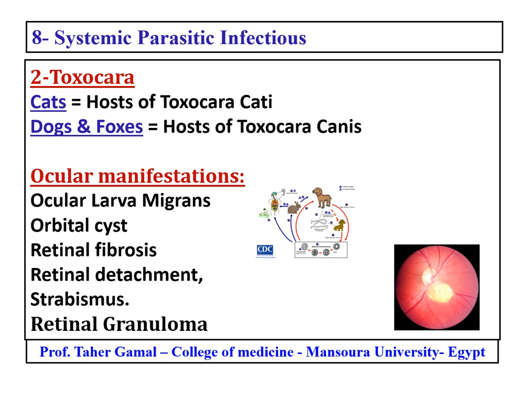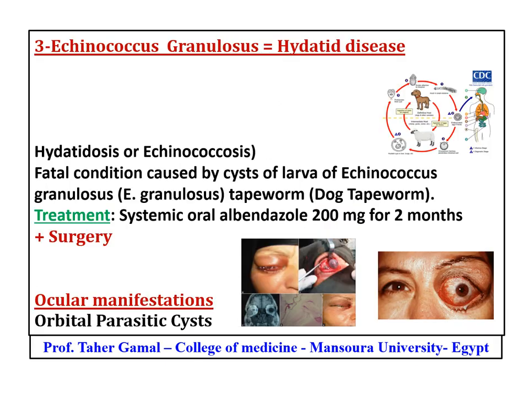Other systemic parasitic infections are Toxocara. Toxocara has two types: Toxocara cati from the cat, and Toxocara canis, hosted by dogs and foxes. The ocular manifestations of Toxocara occur in ocular larva migrans, orbital cysts, retinal fibrosis, retinal detachment, strabismus, and retinal granuloma.